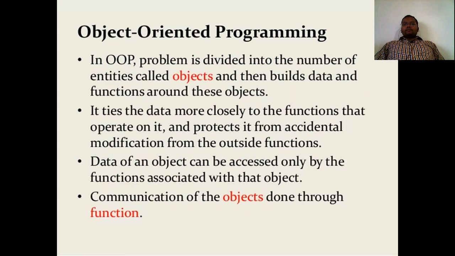Next, in object-oriented programming, the problem is divided into a number of entities called objects, and then it builds data and functions around these objects. It ties the data more closely to the functions that operate on it and protects it from accidental modification from outside functions. Data of an object can be accessed only by the functions associated with that object. Communication of the objects is done through the functions.